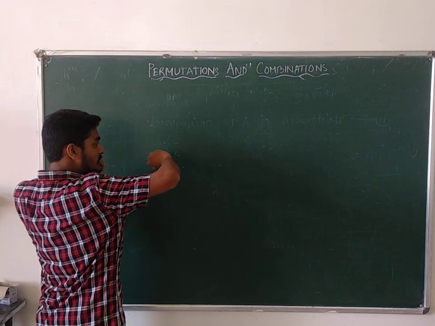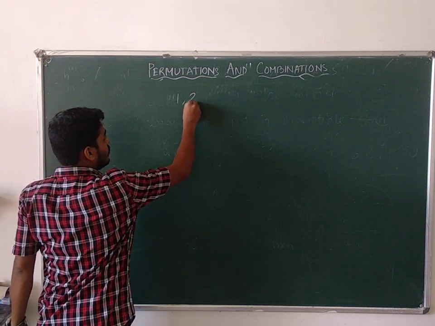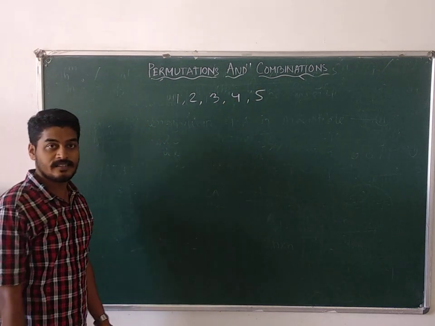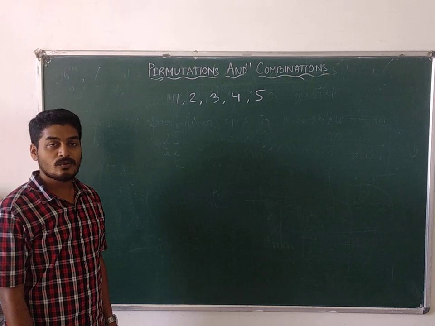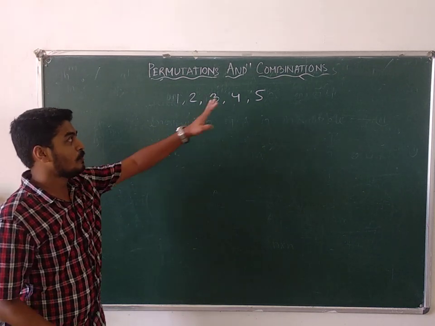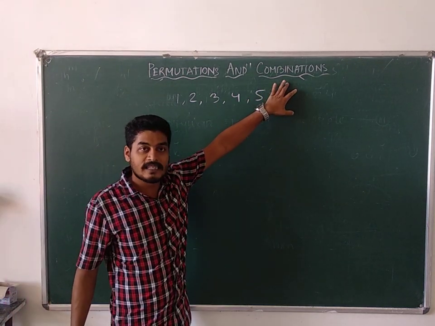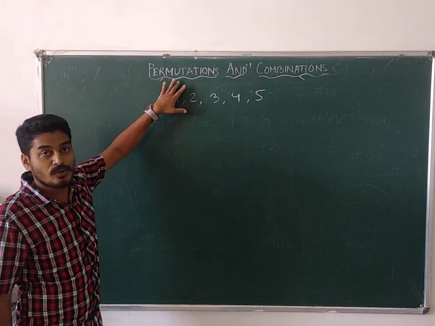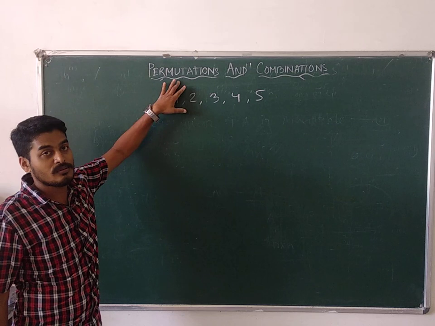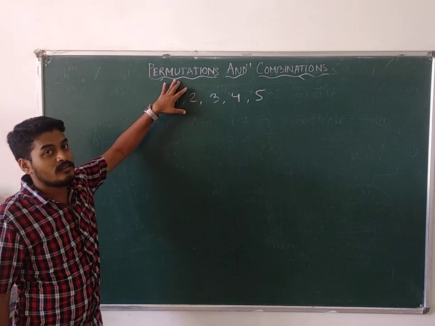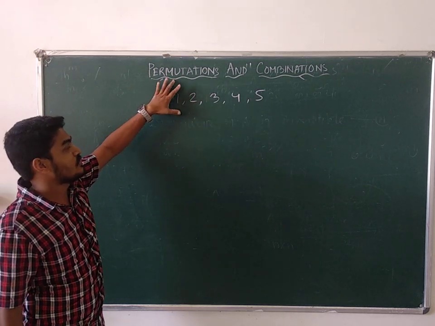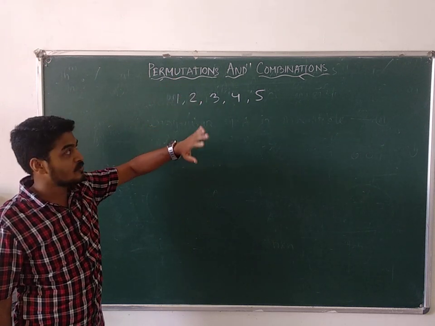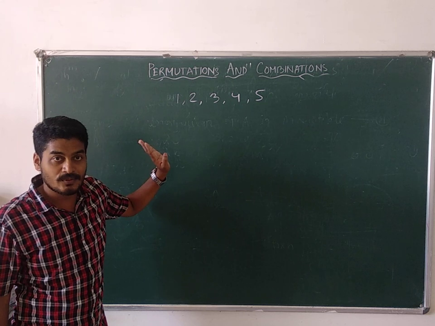Suppose 1, 2, 3, 4, 5. Five digits are here. Combination means whenever the situation is of selection, you have to apply combination. And whenever the situation is for arrangement, you have to think about the permutation formulas. Selection means combination. Permutation means arrangement. If it is arrangement, think of permutation, and if it is selection, think of combination.